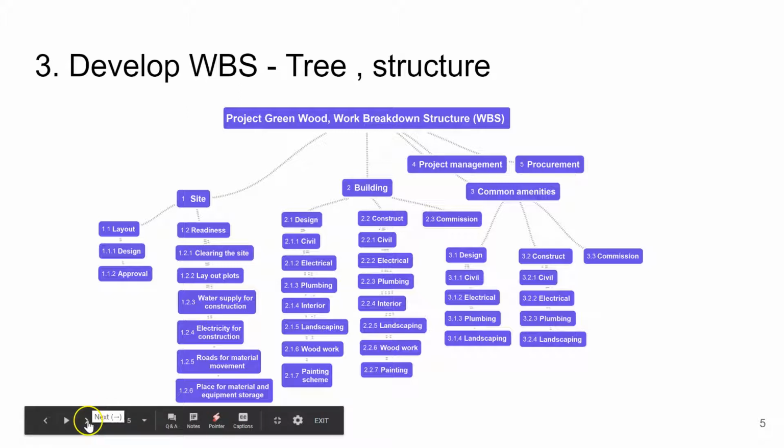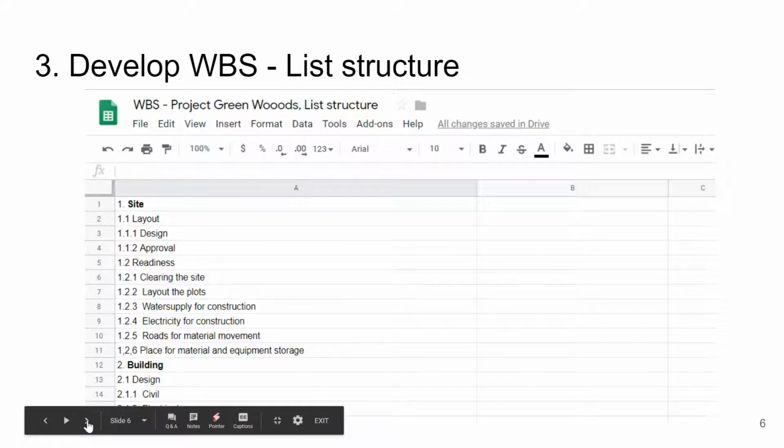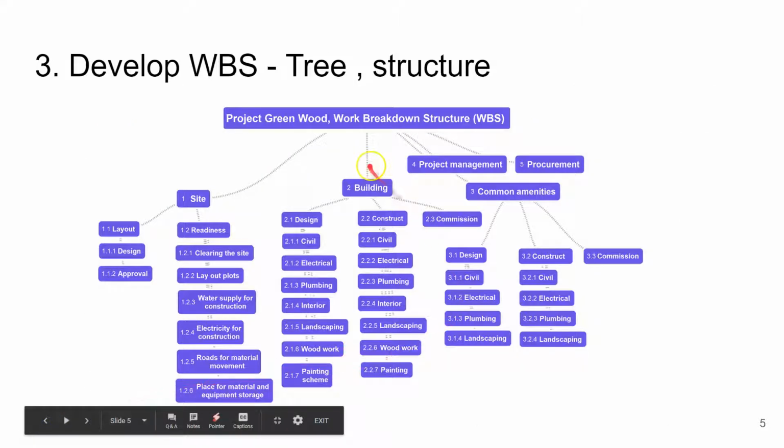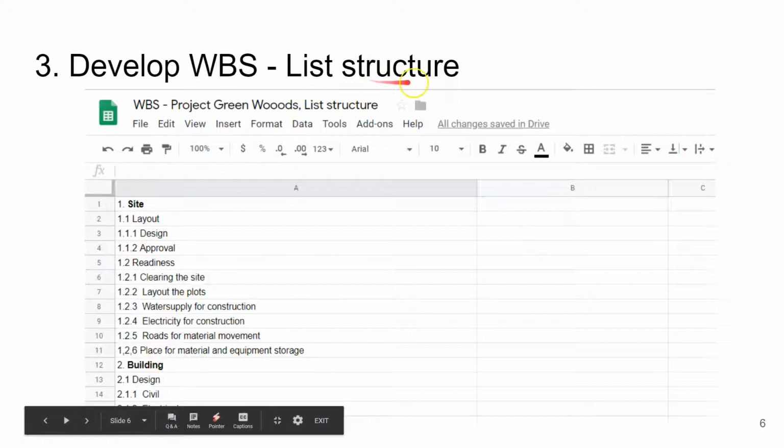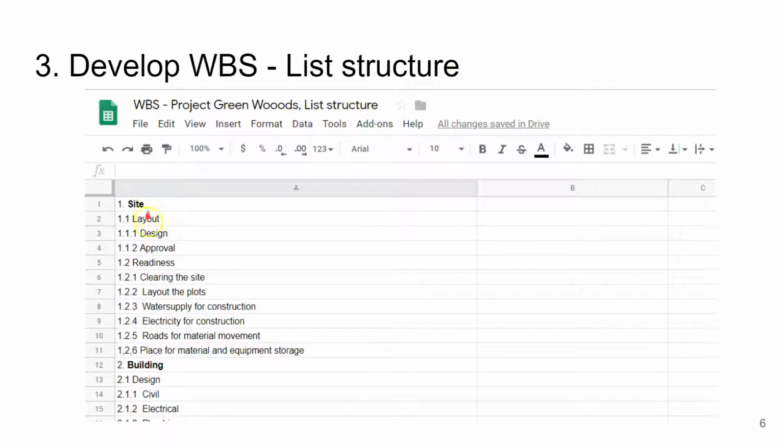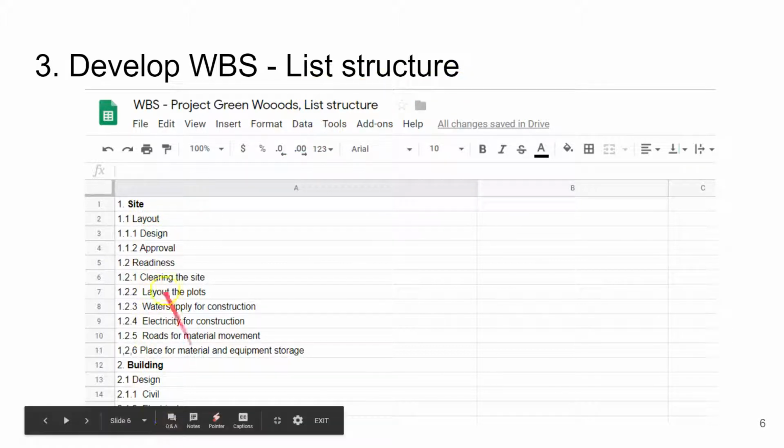And a WBS can be in two forms. Primarily, it can take the tree structure, and the same thing can be represented in a list structure also. So here again it's all the same: site, building, decomposed further.